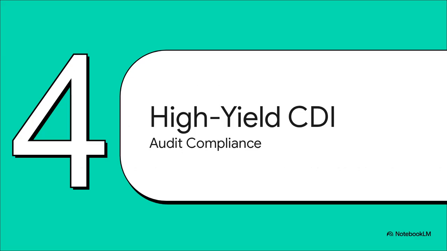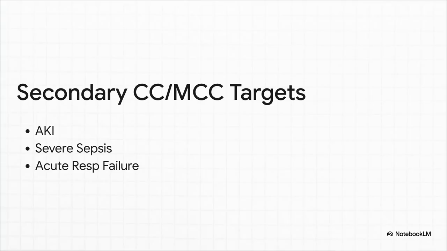All right, Section 4, high-yield CDI, clinical validation, and audit compliance. Welcome to what I like to call the revenue rescue phase. You've got to capture secondary conditions that are running parallel to the cardiovascular event. Always look for acute kidney injury, specifically cardiorenal syndrome type 1.